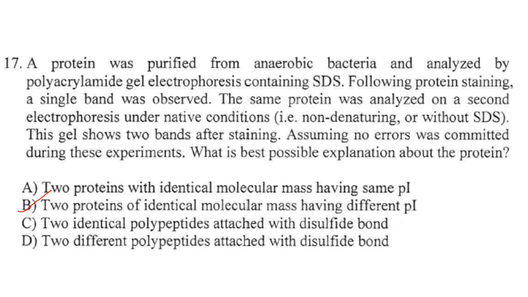So here SDS showed only a single band and native PAGE showed 2 bands, showing that the 2 proteins have identical molecular masses. These 2 proteins will also differ in their pI. SDS does not disrupt the disulfide bonds, so 2 identical polypeptides with a disulfide bond can be omitted. So it is 2 proteins with identical molecular mass having different pI. So the answer here is option B.